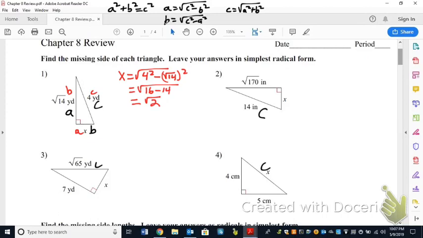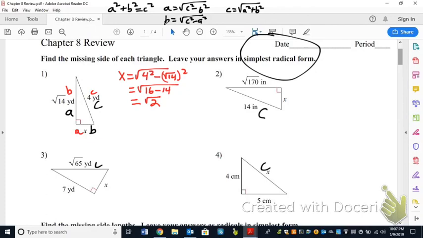We don't put like 1.41 or whatever. We leave it in its simplest radical form. So this is what you need to be doing on the test. If you do not leave it in its simplest radical form on the test, you will not get full credit. Okay. Moving on. Numbers 2 and 3 are very similar to that.